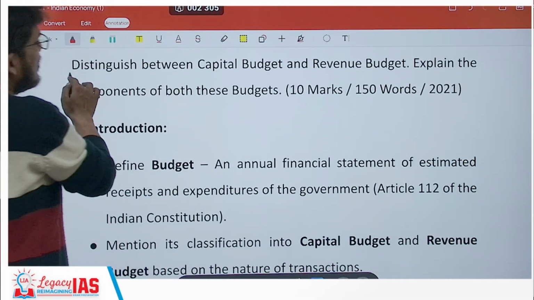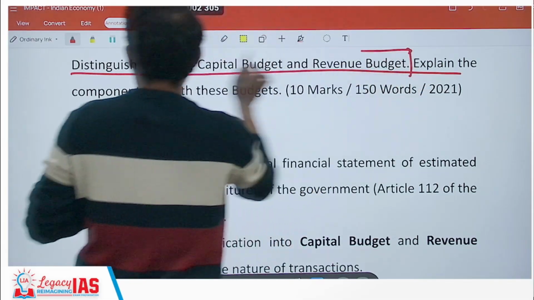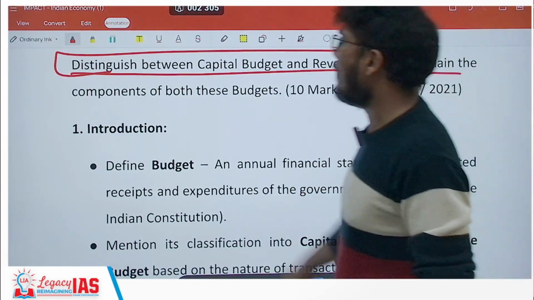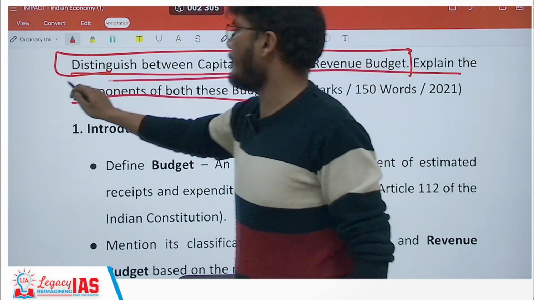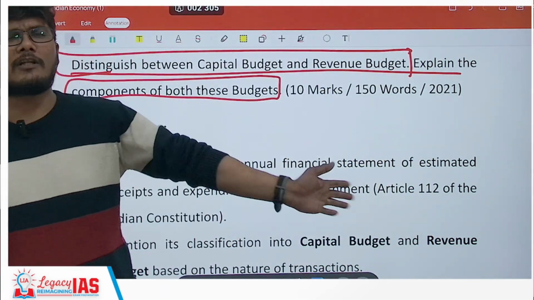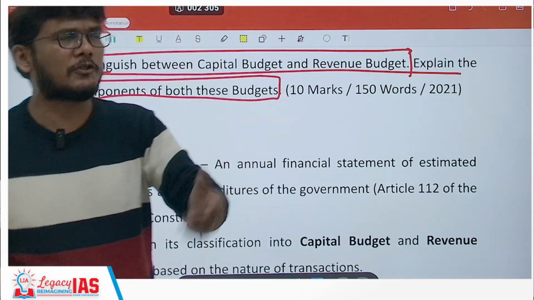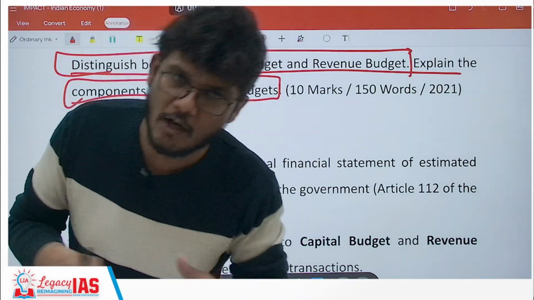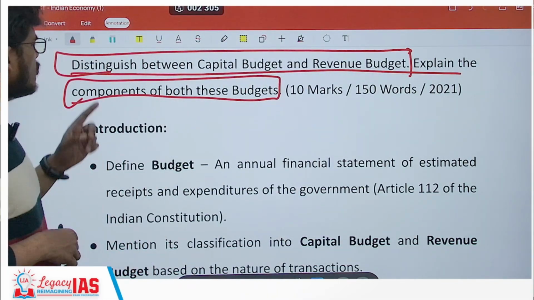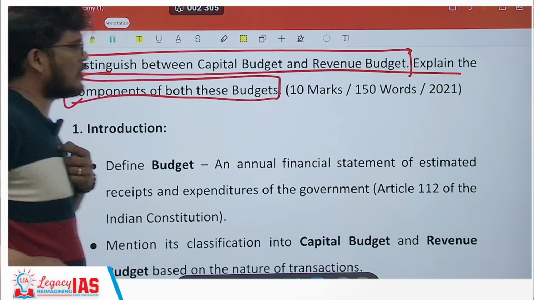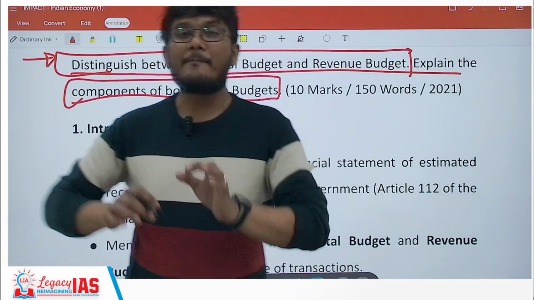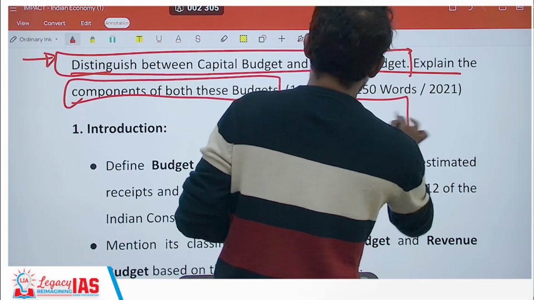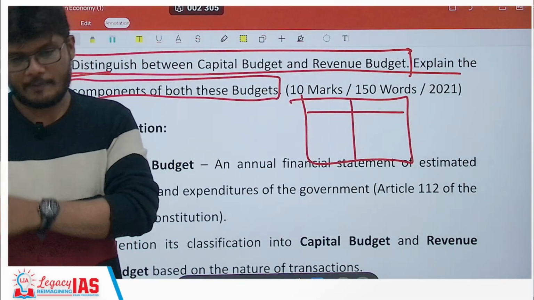So it is saying distinguish between capital budget and revenue budget. This is one part. The second part is explain the components of both these budgets. So two parts, both of them are simple, straightforward, factual, nothing logical or conceptual or analytical over here. So in this, what you should do is, whenever a question on distinguish is asked, it will be best if you can draw the table and write the distinguishment part.